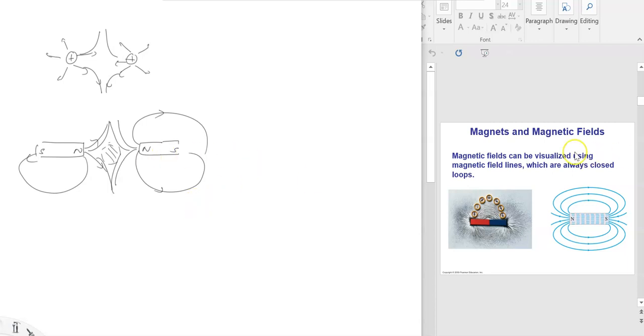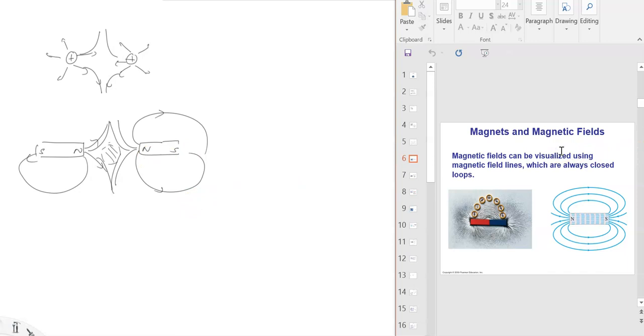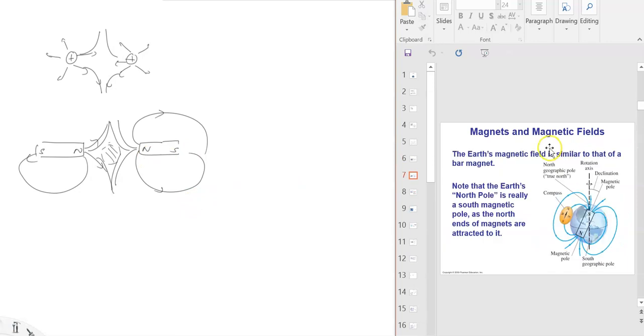Alright, let's see what else we have. Magnets and magnetic fields. Earth's magnetic field is similar to that of a bar magnet. You already know this. Planet Earth has a magnetic field, and the diagram shows it appears like a bar magnet inside the Earth. There's not really a physical bar magnet inside.